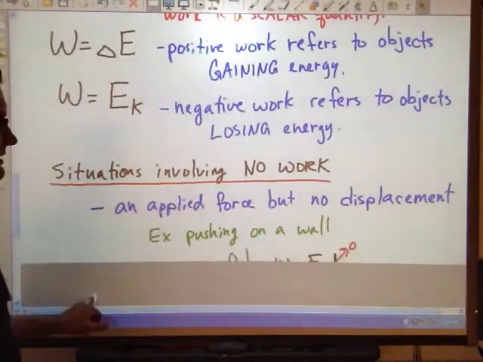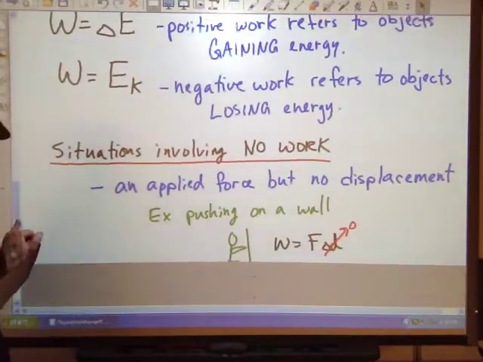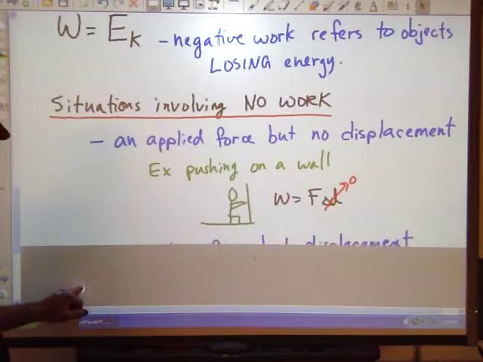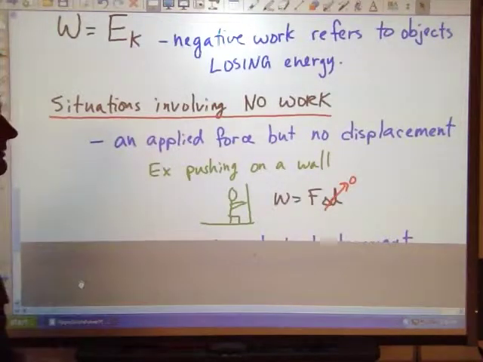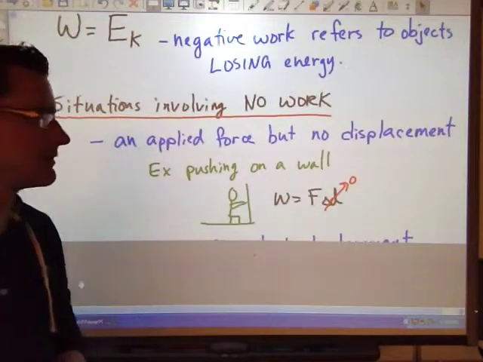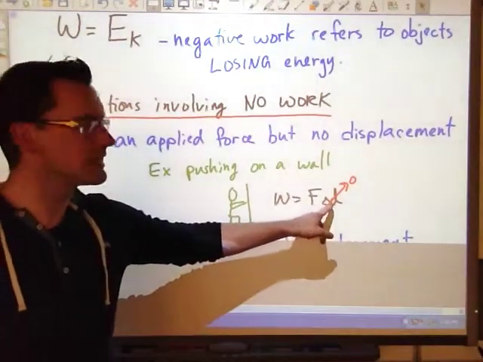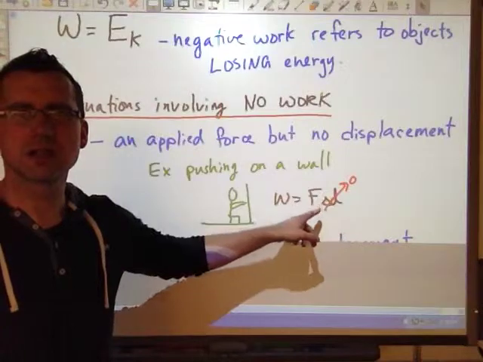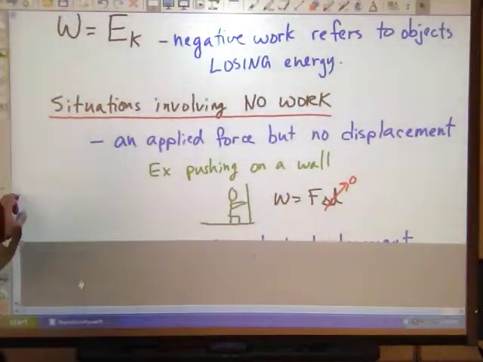So some of the obvious ones here. If you have an applied force but no displacement, that's no work. So it makes sense here. You're pushing on a wall till the cows come home, it doesn't move. No work is done because the displacement is 0, which will make everything 0 in that equation there.